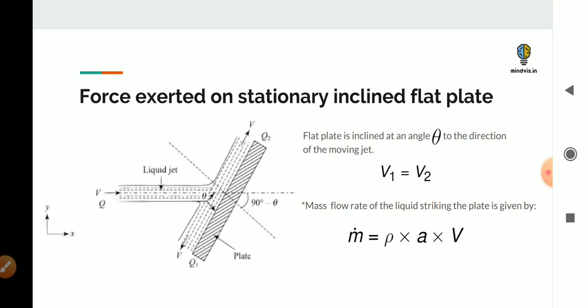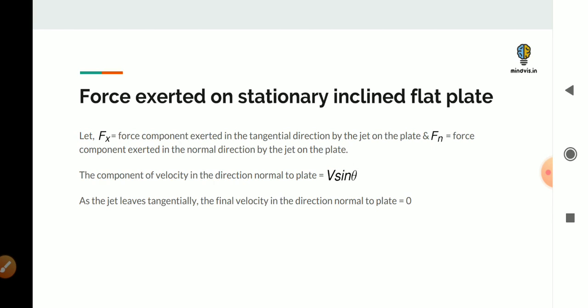The mass flow rate of liquid striking the plate is calculated with the same concept as in the previous case, that is rho AV. But the component of the velocity normal to the plate is at the angle of 90 minus theta. So we have the resolution of the angle in the horizontal direction, cos theta, and in the vertical direction, sin theta. Because the angle is 90 minus theta, cos of 90 minus theta converts to sin theta. So the velocity here is V sin theta.